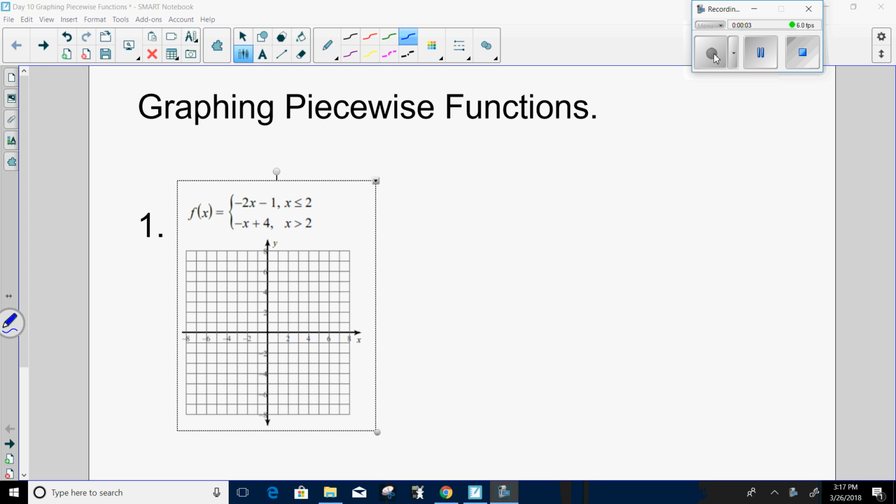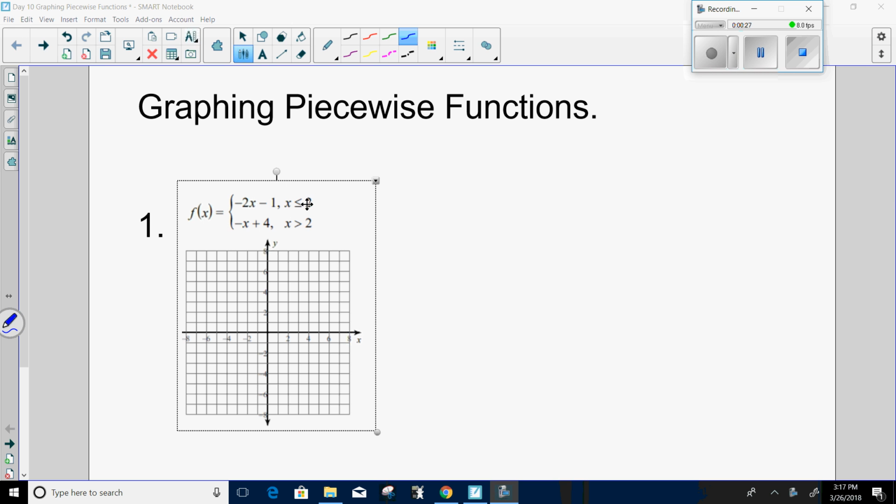Today's lesson is going to be about graphing piecewise functions. So obviously we're going to be graphing lines. If you look at the function f of x, that means it's going to be a function: one input has exactly one output. Piecewise, piece means there's going to be multiple pieces to the function. So we're going to be graphing piecewise functions.